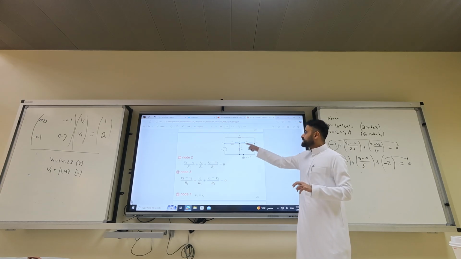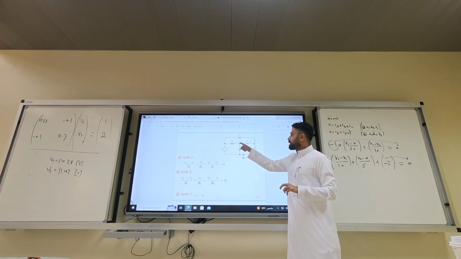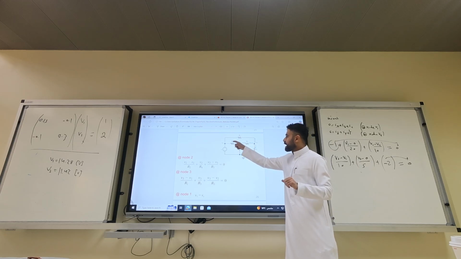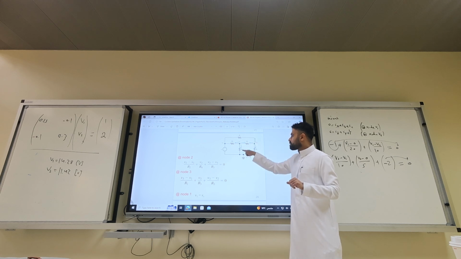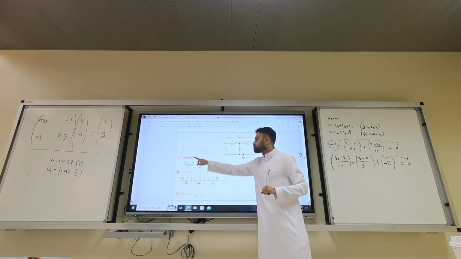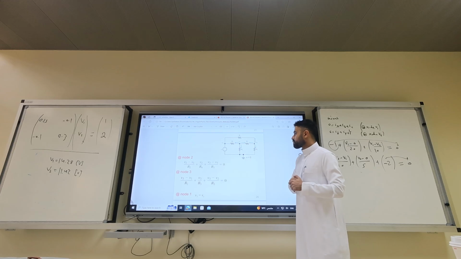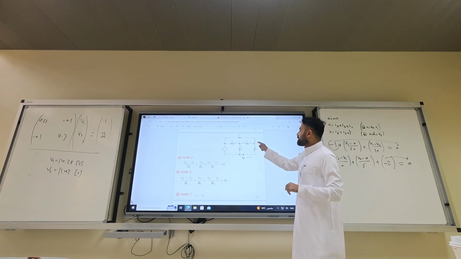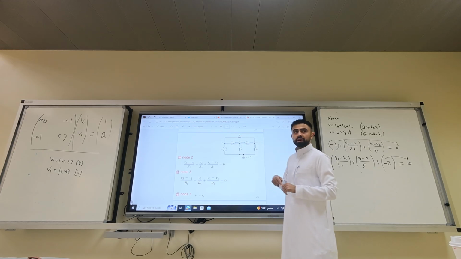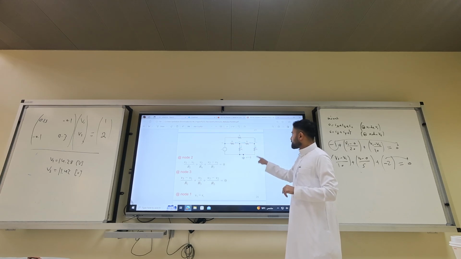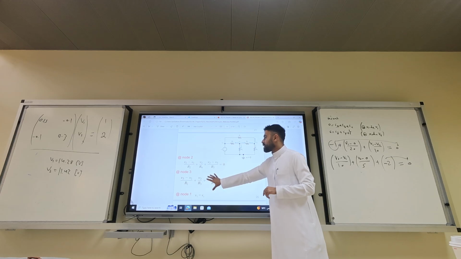Okay? And it's clearly V2 is going out, so IA is V2 minus V1 over R2. IB is V2 minus 0 over R4. And the last one is V2 minus V3 over R3. That's equation 1 at node 2. Equation number 2, V3 minus V1 over R1, V3 minus V2 over R3, V3 minus 0 over R5 equals 0.